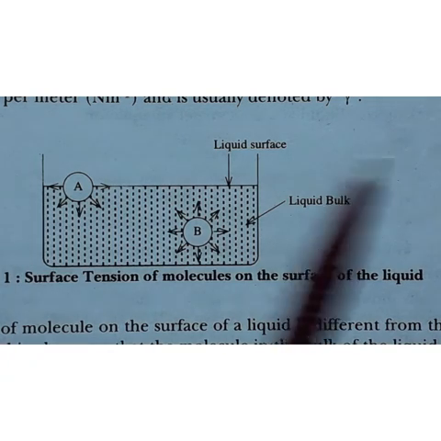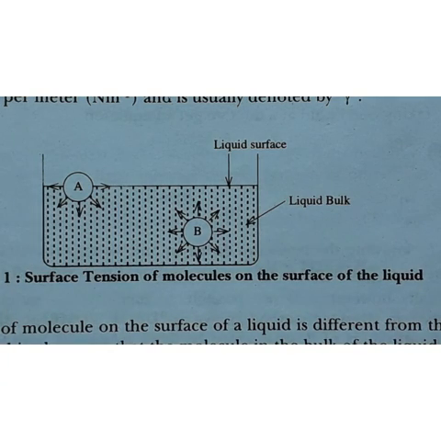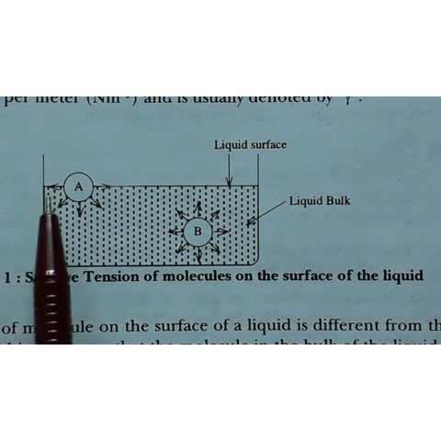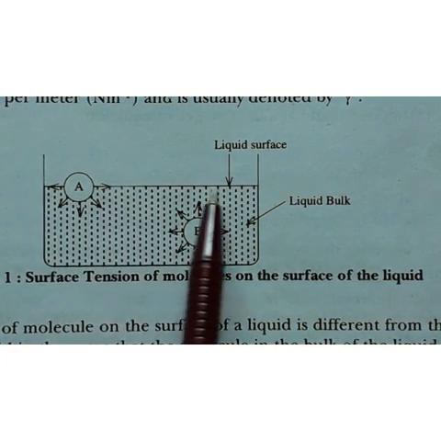First see, surface tension is the surface property of liquid. Understand? It is a surface property of liquid. Now how does it arise? Let us see how this surface tension arises. Now see, you can see this is the surface of this liquid.